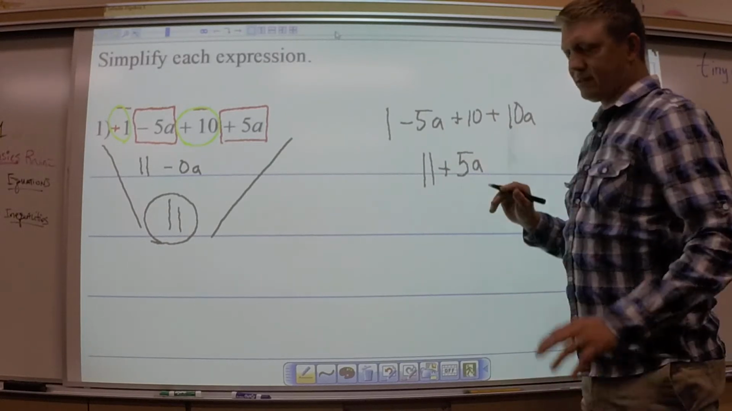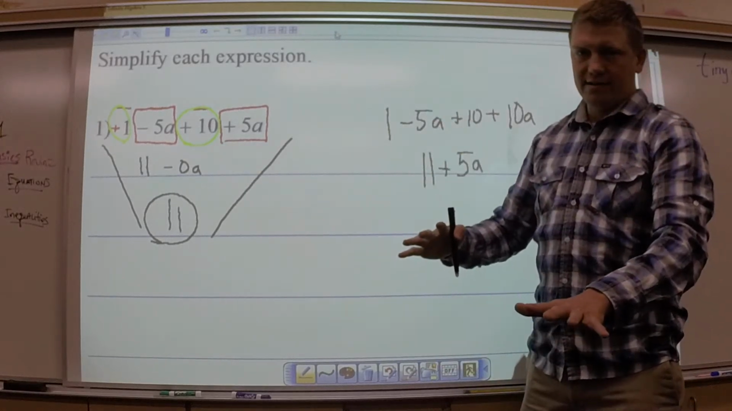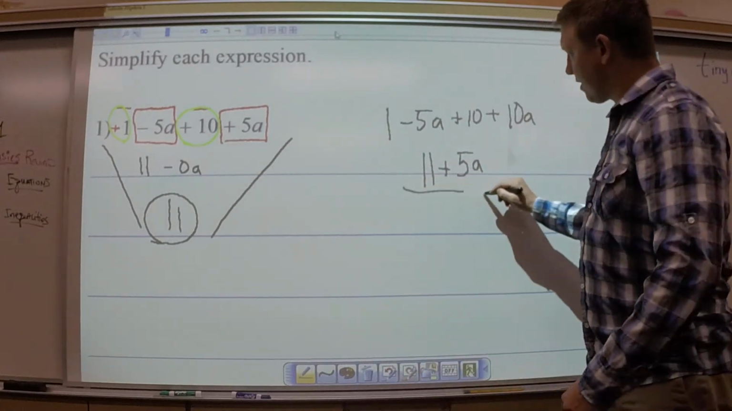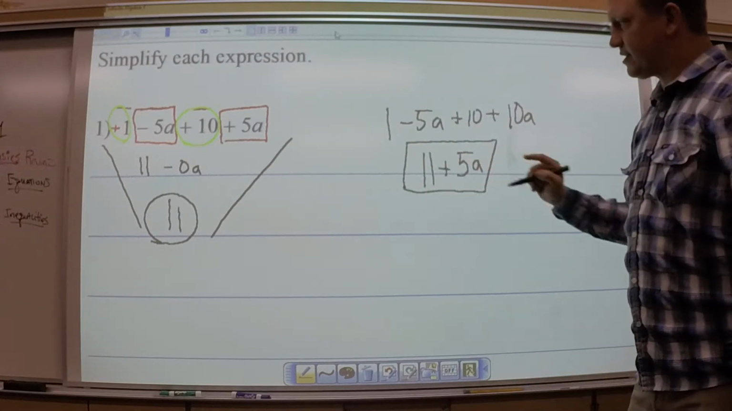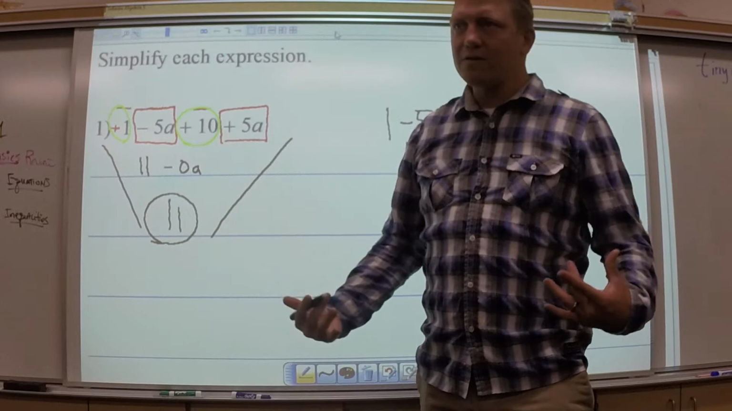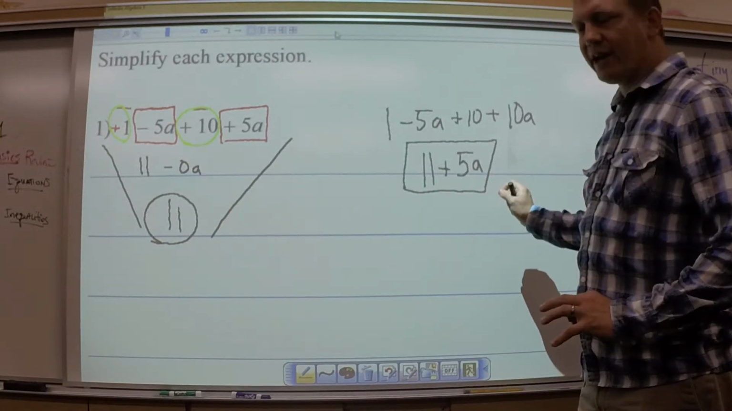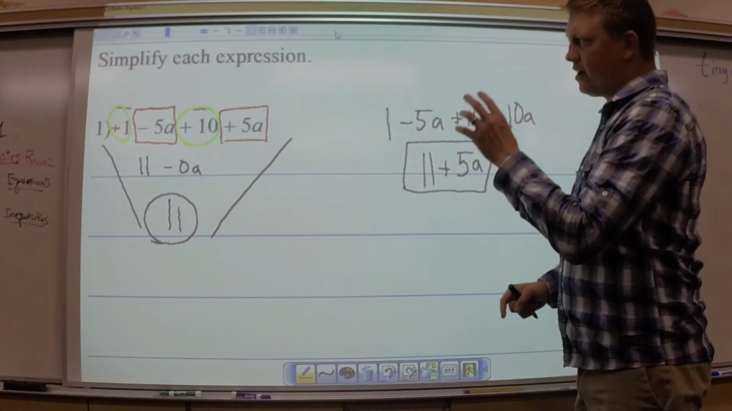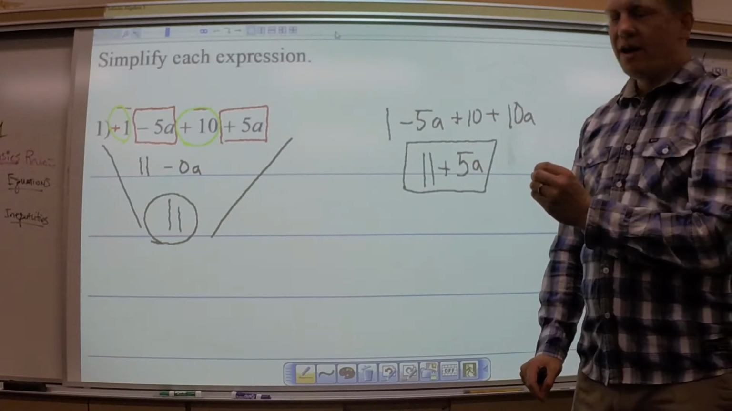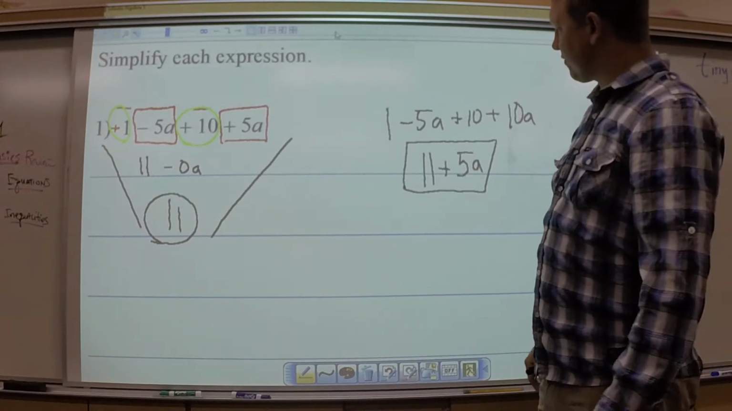Now, it's tempting. Some people like to keep going and put these together. Nope. You can't. You've got to stop and put a box around that. That is your final answer in this case. In the previous one, our variables canceled out and went away. But on this one, you leave them in your final answer because you can't go any further. That's combining like terms, and these ones are not considered like terms, so you can't go any further. All right.